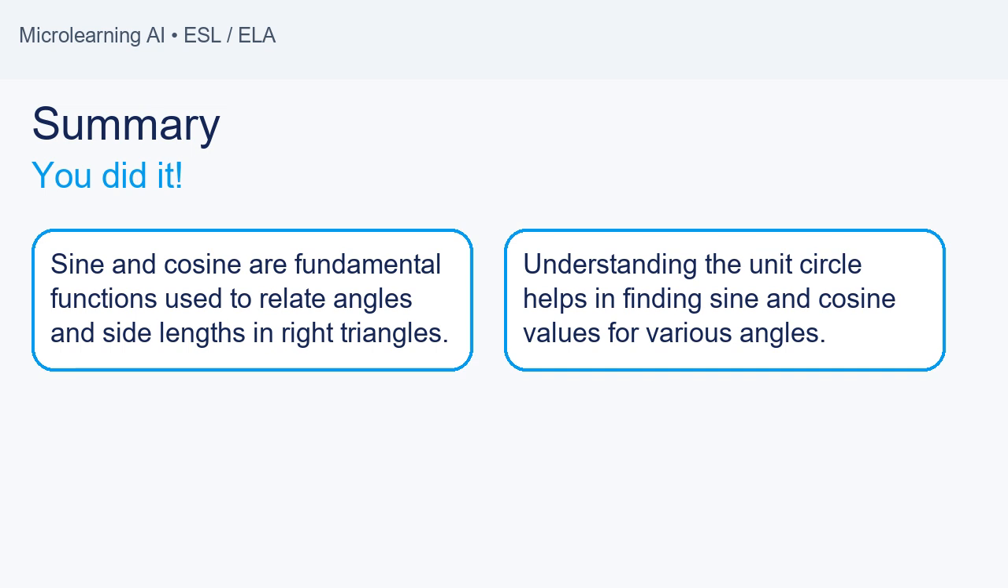Summary. Sine and cosine are fundamental functions used to relate angles and side lengths in right triangles. Understanding the unit circle helps in finding sine and cosine values for various angles.